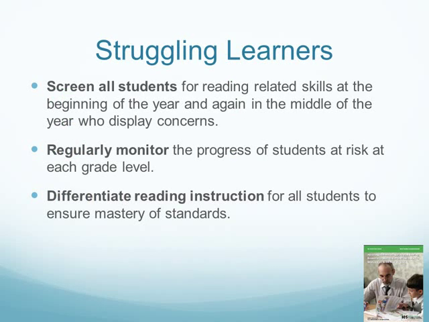When determining support for struggling learners in Tier 1, several initiatives must be in place in order to prepare for success. The first of which is to screen all students at the beginning of the year and then again at the middle of the year for students who display concerns to see if progress is being made. The second of which is to ensure that you're regularly monitoring the progress and success of those students at each grade level on a continuous basis. And the third is to differentiate the reading instruction for all students based on their need.